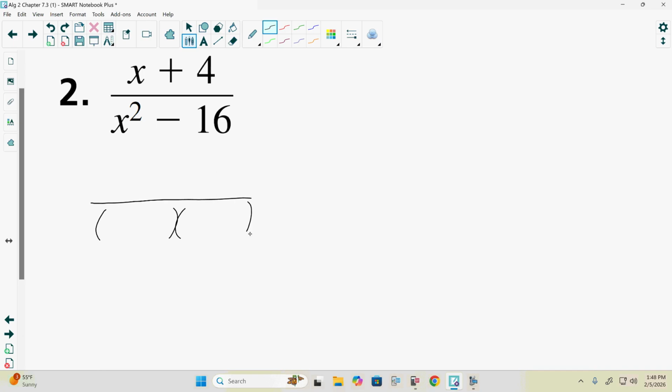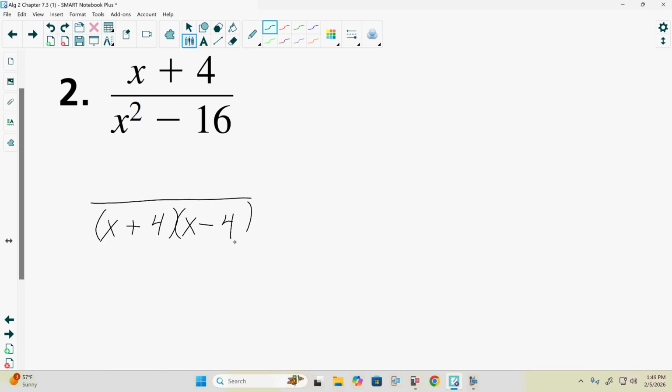Now again, we see x squared minus 16 on the bottom, yes? 2 terms being subtracted, so it's probably a difference of perfect squares. X squared would be x and x, yes? What would 16 be? What times itself is 16? 4 and 4. So it would be 1 and 16, 2 and 8, 4 and 4. So 4 and 4 would give us that difference of perfect squares, so we want it.